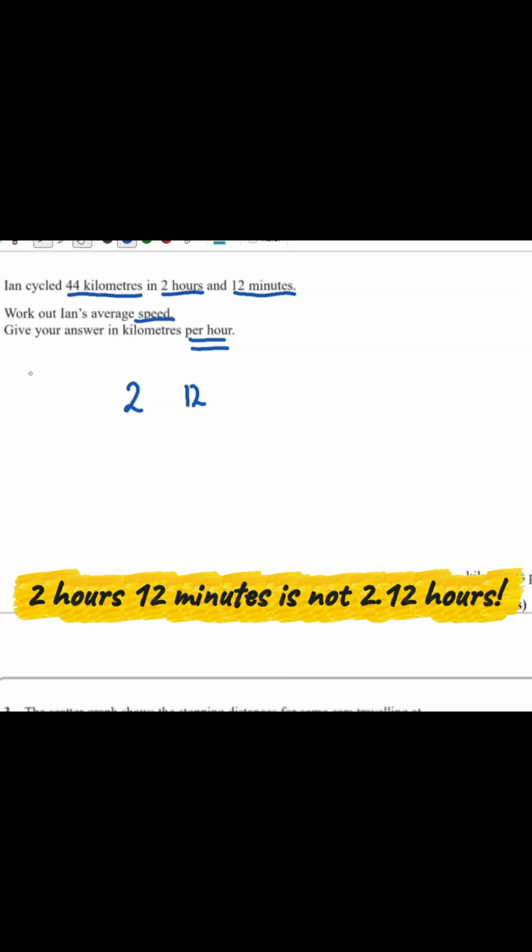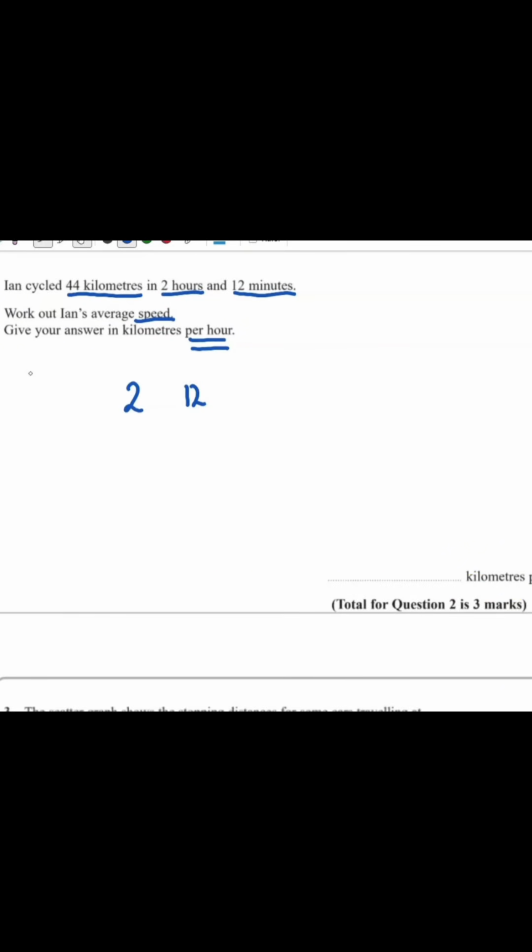So quite often students will put 2.12, which is incorrect because there are only 60 minutes in an hour. And decimals work in tenths, hundredths and thousandths, and it's out of 60, not 100. So 12 minutes out of a possible 60, and I've got to work out what this is in its simplest form and then convert it to a decimal.